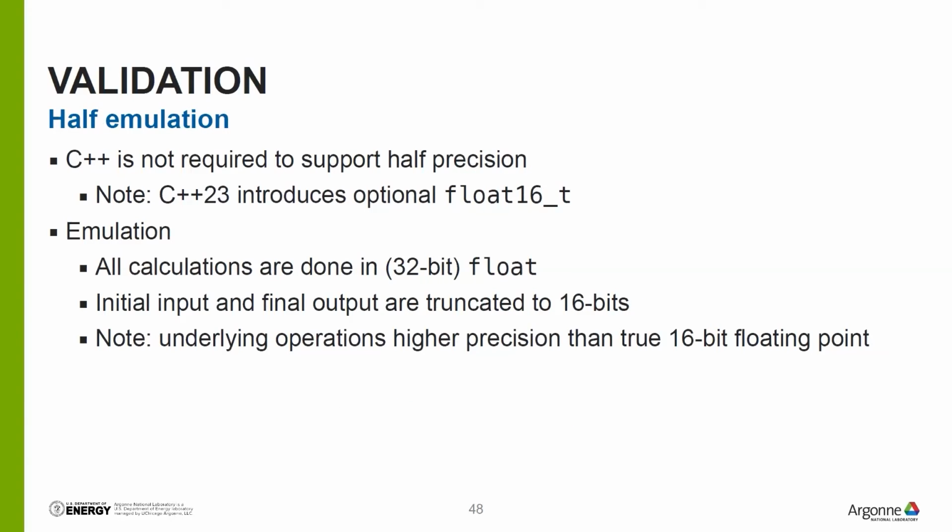And C++ is not required to support half precision, although they did introduce the optional float16_t. So we do some emulation. All the calculations are done in 32-bit math, and then we truncate to 16 bits. So the underlying operations have higher precision than a true 16-bit processor will have.